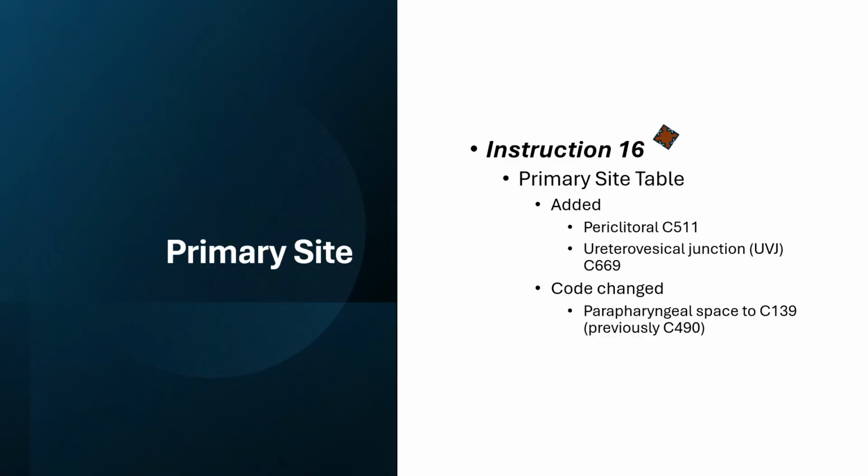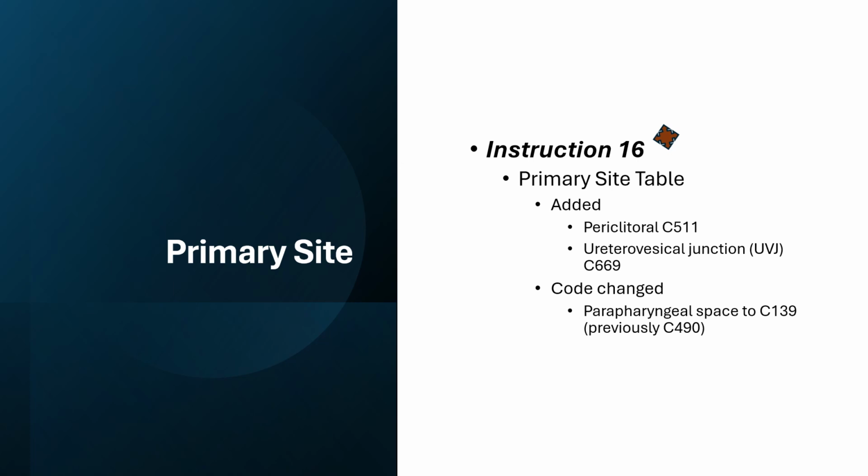Instruction 16 for primary site. This is a table that assists us to code the primary site in the absence of any additional information. There were 2 sites that were added. So if all that you have is that it's periclitoral, then we code this to C511. And if all we know is uterovesical junction or UVJ, then we code it to C669.